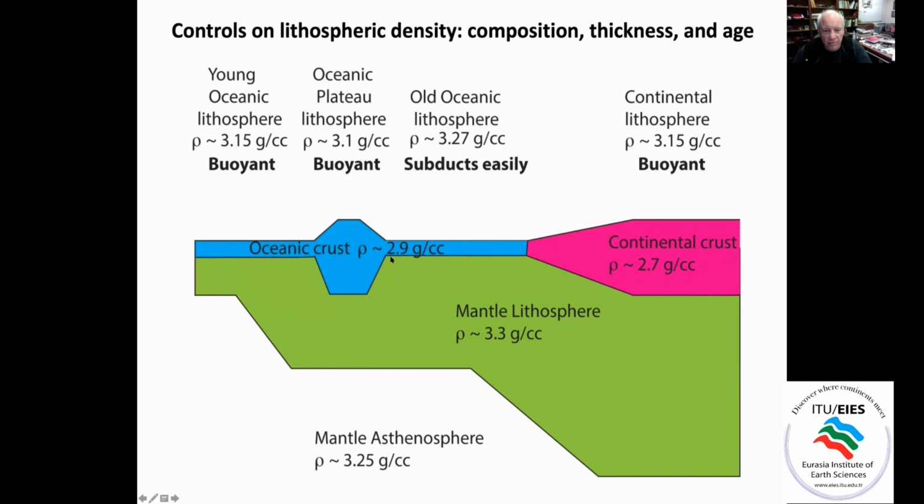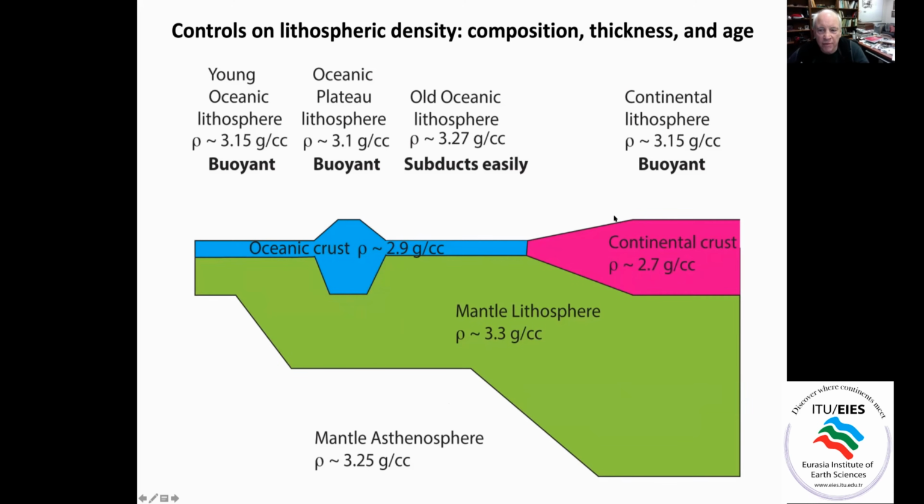And so we just plug in reasonable values here. Oceanic crust, 2.9 grams per cc, continental crust, 2.7, mantle lithosphere, 3.3, mantle asthenosphere, 3.25. And you just simply compare the density of these columns and you get a first idea of how that subduction zone should behave.